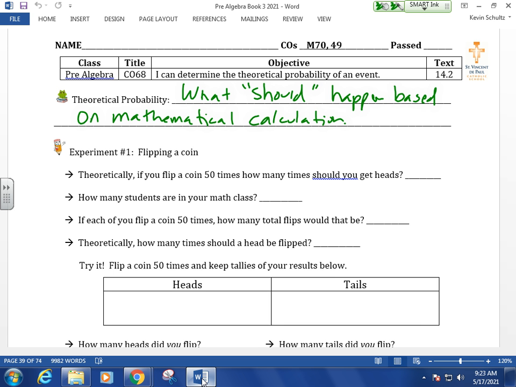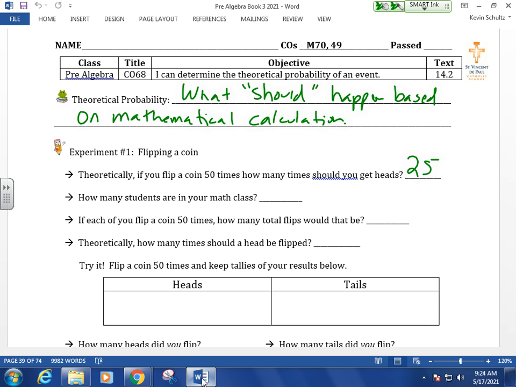It says theoretically, if you flip a coin 50 times, how many times should you get heads? In theory, Aiden, 25 times, right? 50% of the time. The probability of getting one head is 50%. So if you flip a coin 50 times, in theory, you should get heads 25 times.